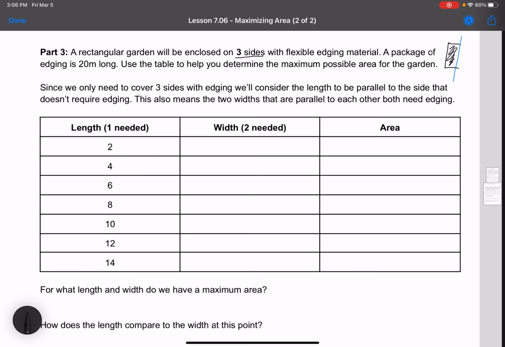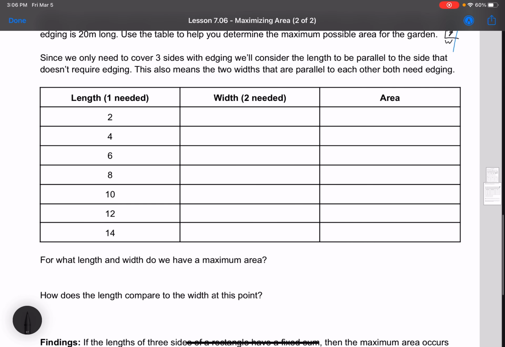And we'll consider the side that's parallel to, let's say, that blue edge, the one that doesn't need the material. That'll be our length. And we'll have 2 widths. All right. So what I want you to do is figure out what the width would be given your length. Remember, you only need 1 length, but you have 2 widths. And then figure out the area. And then see where the maximum area occurs.